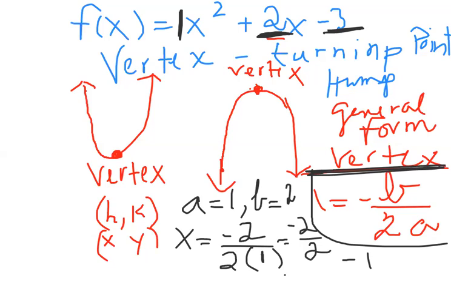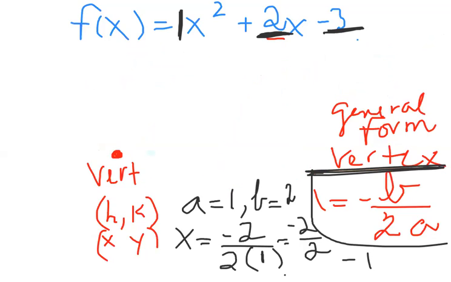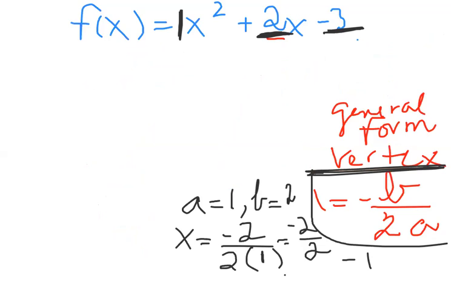So for this graph, guys, when we're graphing it, the x value of the vertex is going to be at negative 1. Now, let me just say this one more time, sugar plums. The vertex is a coordinate point. It has to have an x, it has to have a y. So what we just found was just the x value of the vertex. So our vertex is going to have an x value of negative 1.